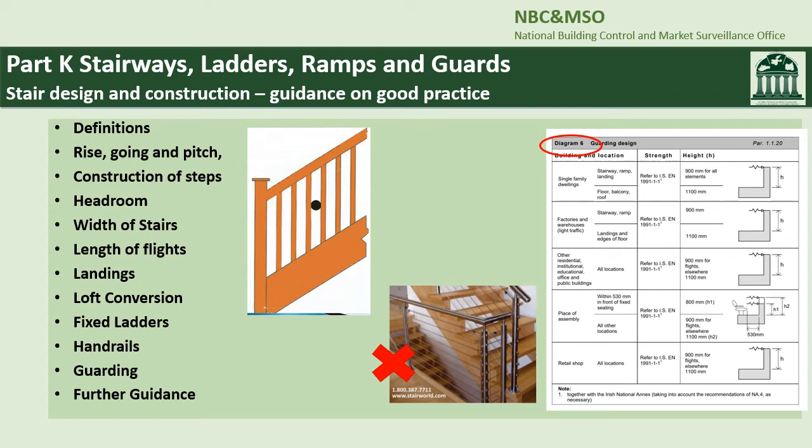Construction of guarding should not allow a 100 mm diameter sphere to pass through, unless again the stairway is unlikely to be used by a 5-year-old child, and the guarding should not be readily climbable. Heights for handrails and guarding should be as illustrated in diagram 6, i.e. for single dwelling stairs, 900 mm for a handrail measured vertically from the pitch line, and 1.1 meters for guarding at a single dwelling, i.e. at the floor edge, balcony or roof.